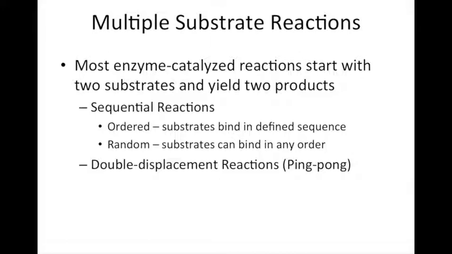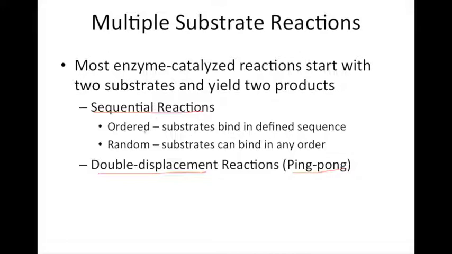However, most enzymes bind two substrates and convert those two substrates into two products. Their kinetics is much more complicated, but let's look at an overview of some catalytic strategies for multi-substrate reactions catalyzed by enzymes. We can divide these types of reactions into two general classes, sequential reactions and double displacement reactions, also called ping-pong reactions.